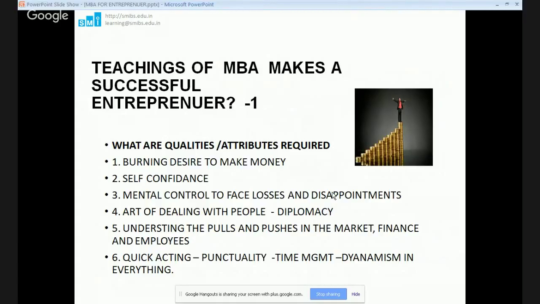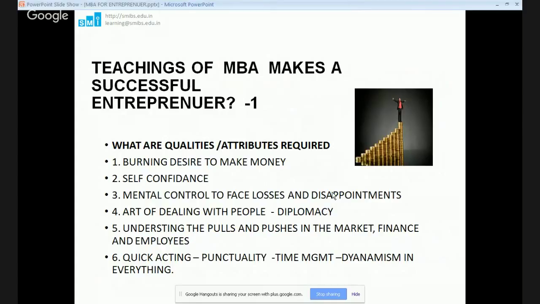The teachings of MBA make a successful entrepreneur. In that case, what kind of qualities or attributes should one have? Number one, a burning desire to make money. The first thing that an entrepreneur should have is he should always think, I must make money. I must become a good industrialist. I must become a good businessman, and so on. You should have that dream of making money, and that should be, as they say, at any cost, in a right way. You should have self-confidence.